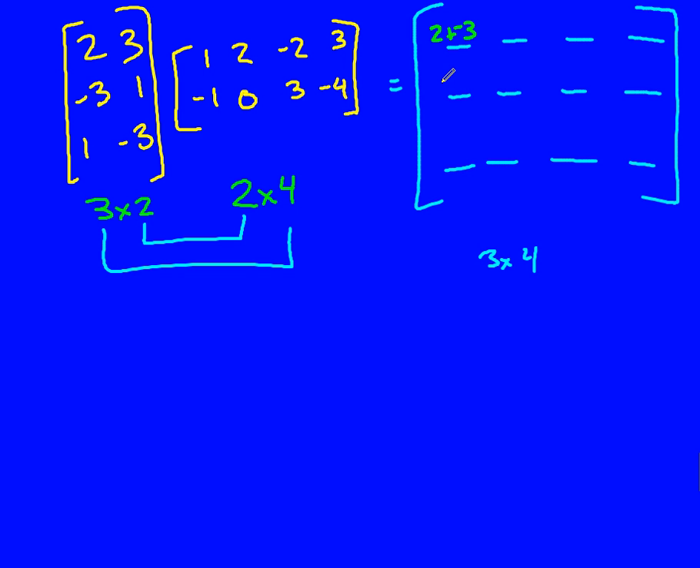Let's go down here. This is second row by first column. So I'll have second row and first column. Negative 3 times 1 is negative 3. 1 times negative 1 is negative 1.